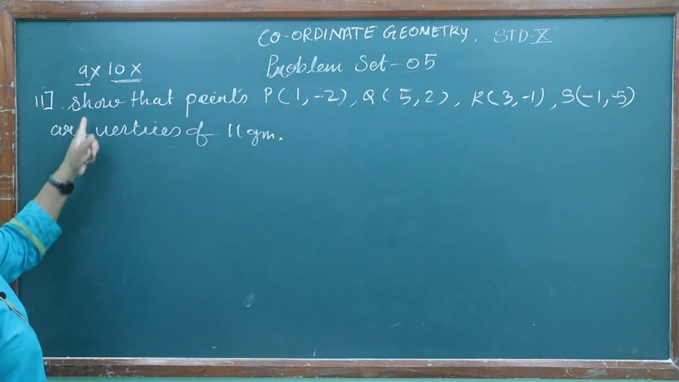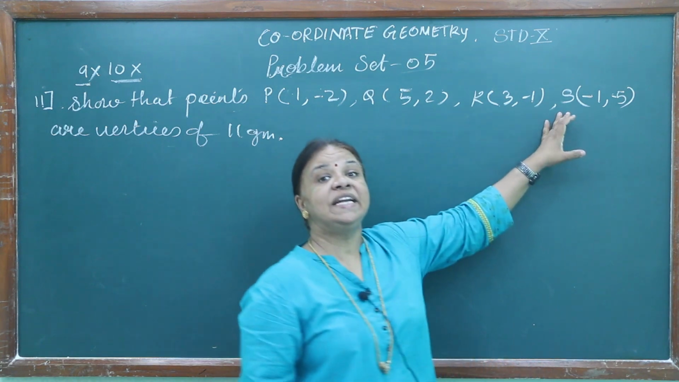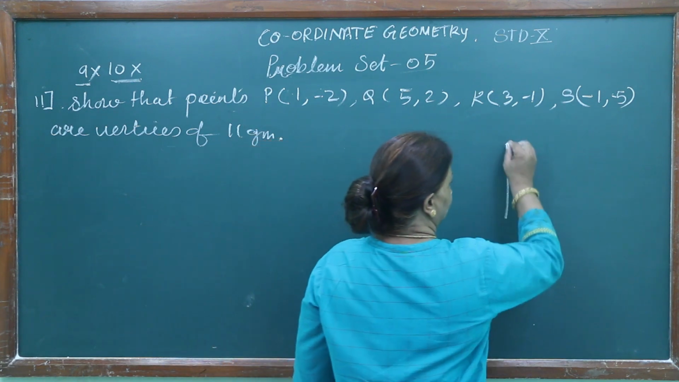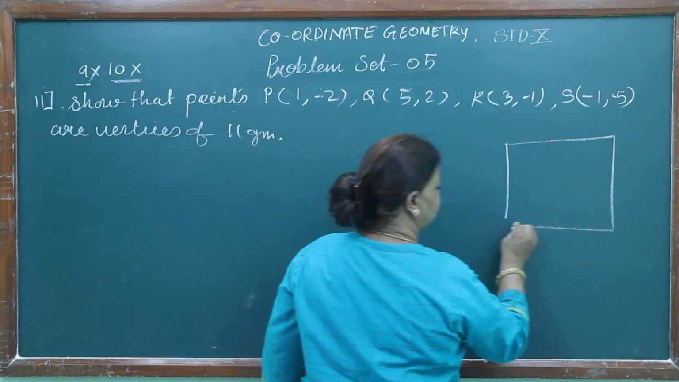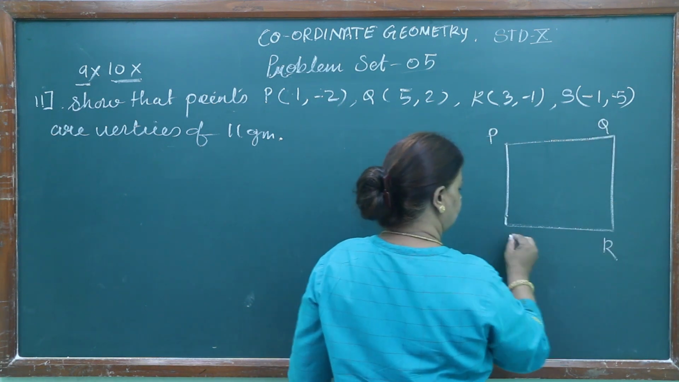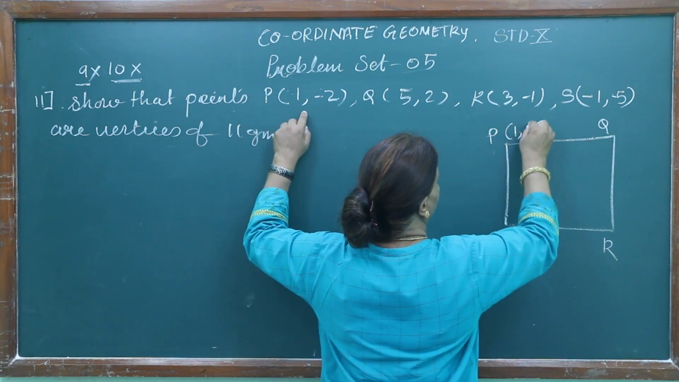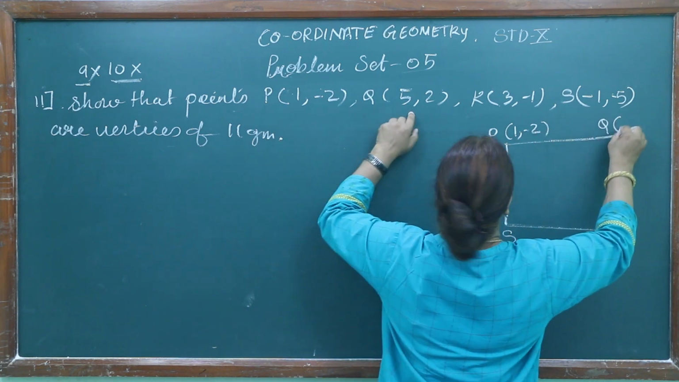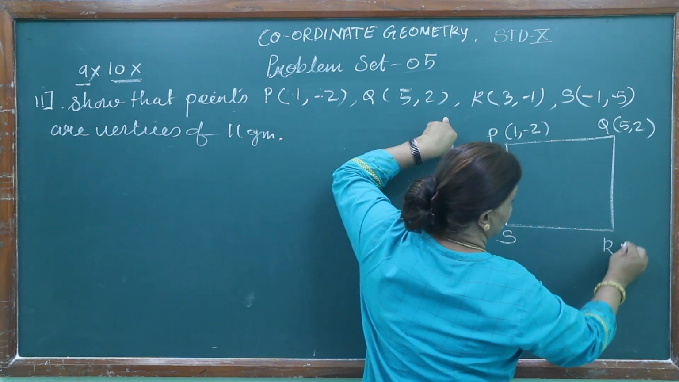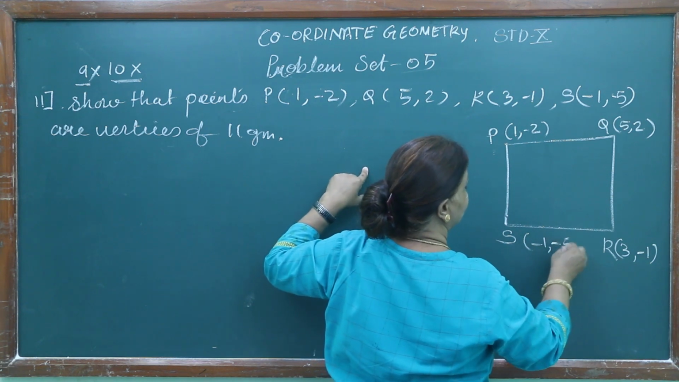So the 11th sum says that we have to show the points P, Q, R and S are the vertices of a parallelogram. Now if it is a parallelogram, it means there would be 4 sides. P, Q, R, S. P is (1, -2), Q is (5, 2), R is (3, -1) and S is (-1, -5).